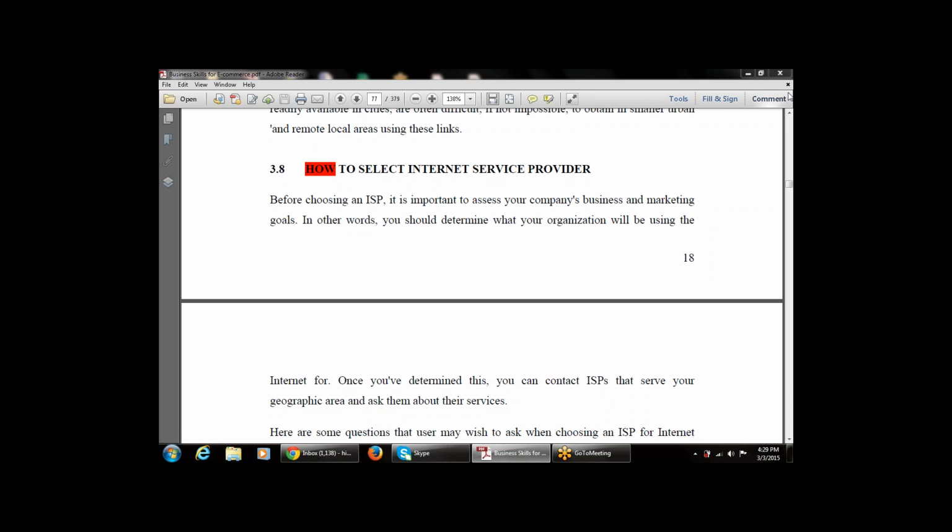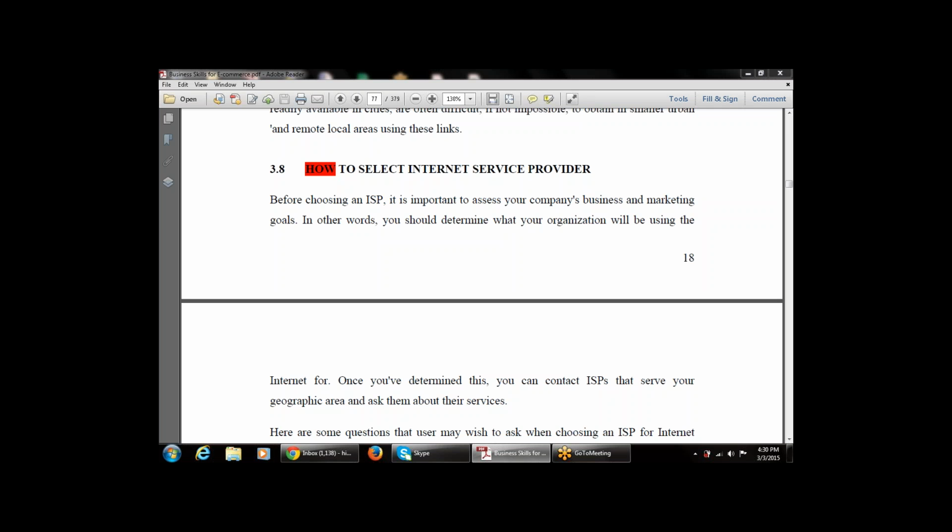The topic is how to select an internet service provider, that is, what considerations are taken into mind while selecting the ISP. It says before choosing an ISP, it is important to assess your company's business and marketing goals, that is, what type of business it is. It may be a small business, a medium-sized business, or a large-scale business.